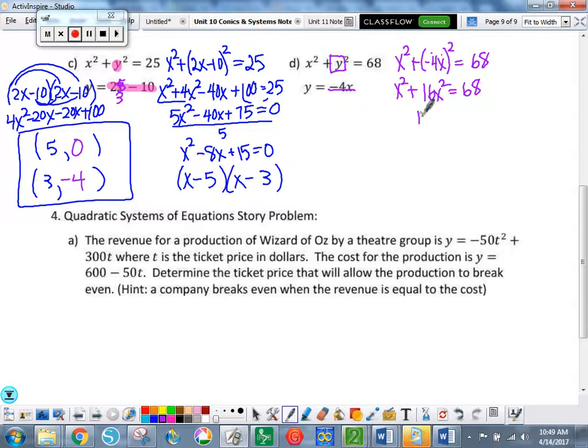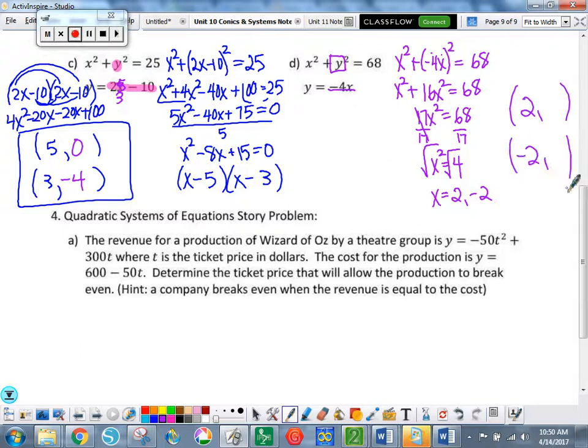Combine like terms. 17x squared equals 68. And I'm really hoping that 68 is divisible by 17. 4 times. That's convenient. So x squared equals 4. Woohoo! Then we take the square root. But when you take the square root, how many answers do you have? 2. A positive and a negative. Take the square root. X either equals 2 or what? Negative 2. So if I'm starting to write my answers, 2 would be the first one. Negative 2 would be the next one.